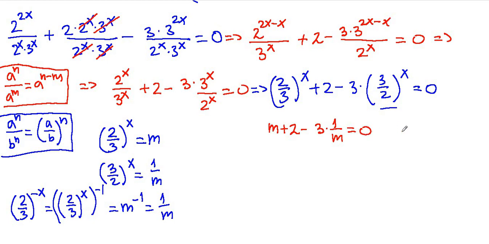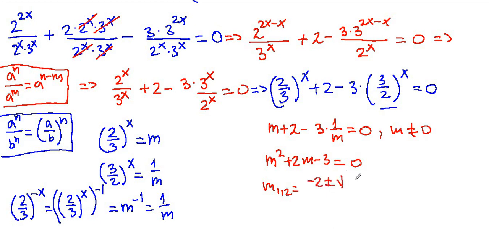Here m is not equal to 0, and the common denominator is m, so therefore we'll get m squared plus 2m minus 3 is equal to 0. Here m1,2 is equal to minus 2 plus minus the square root of 4 plus 12, divided by 2, and this is going to be minus 2 plus minus, from 16 I'll get 4, divided by 2.